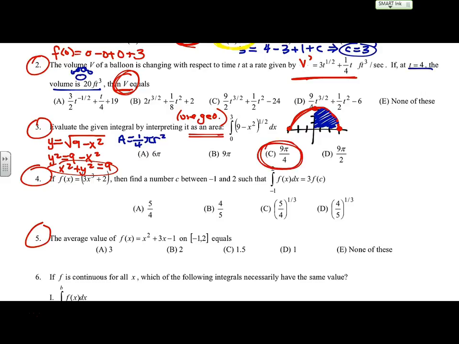Bridget, go ahead, kid. How do you get the root part of it? No, I know the negative 3.